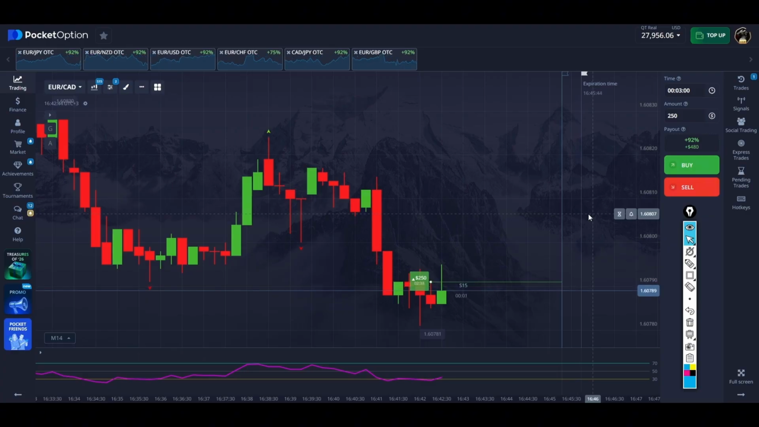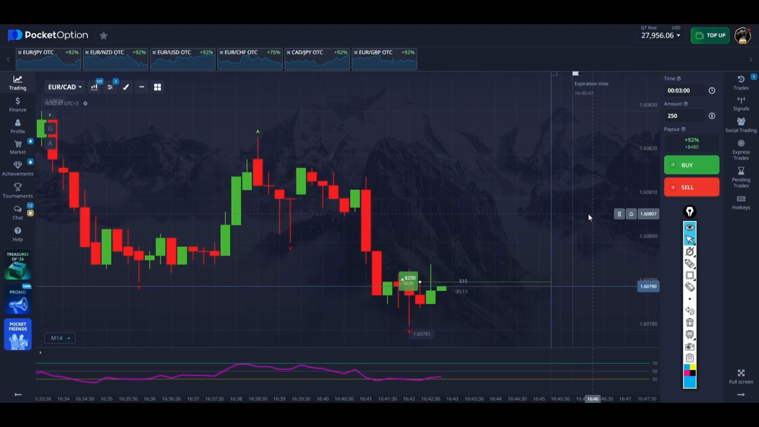This strategy works well both on the OTC market and forex. The key is choosing the right expiration time.